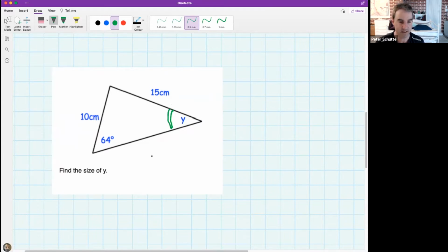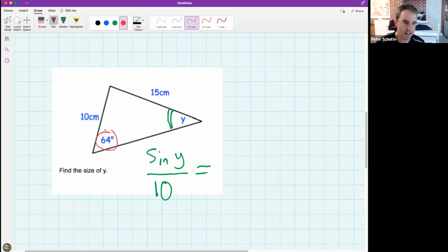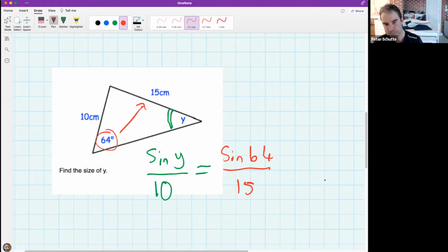The sine rule says the sine of angle Y divided by 10 will be equal to, and now we have another choice. Now we need a pair of angles and sides opposite them, and it's almost obvious that this 64 down here and this 15 up here will be helpful. So we go the sine of 64 over 15.